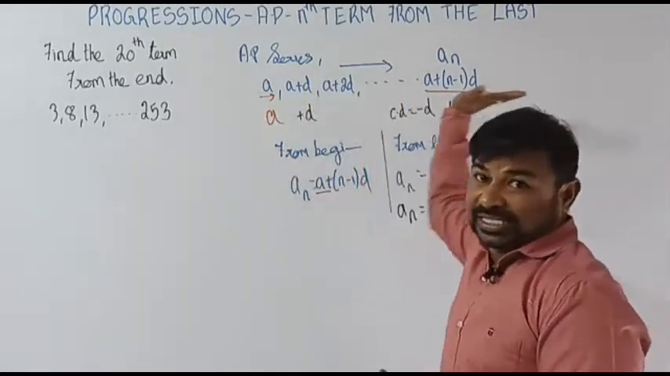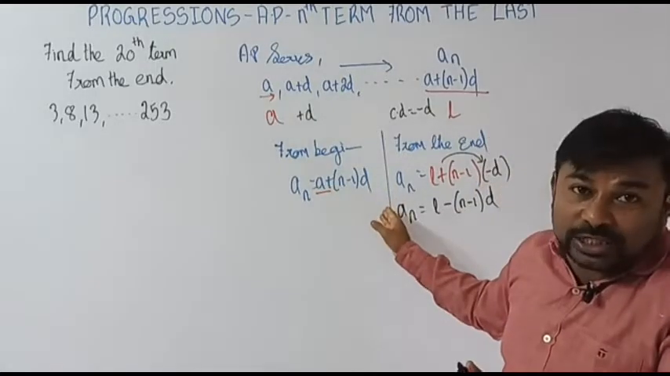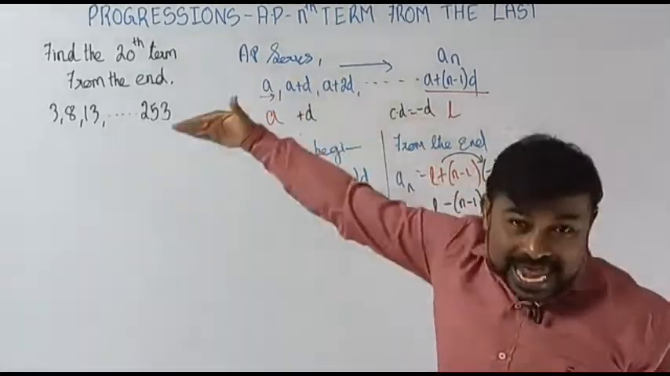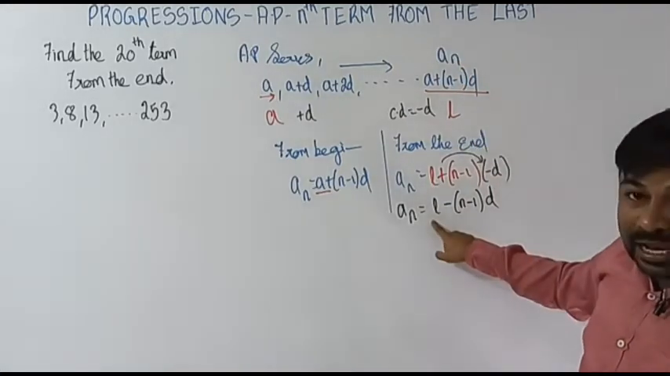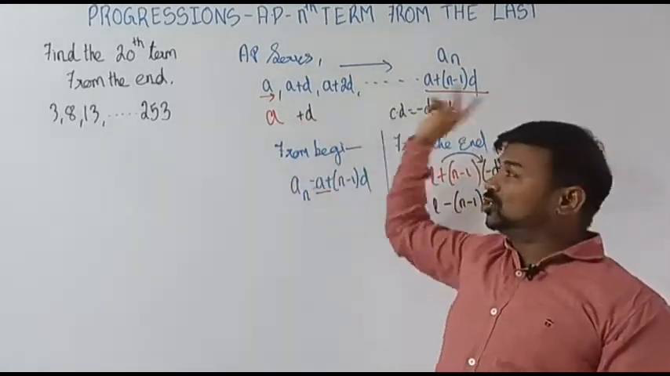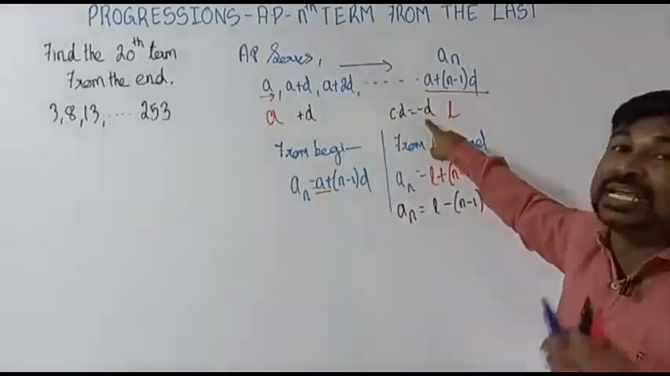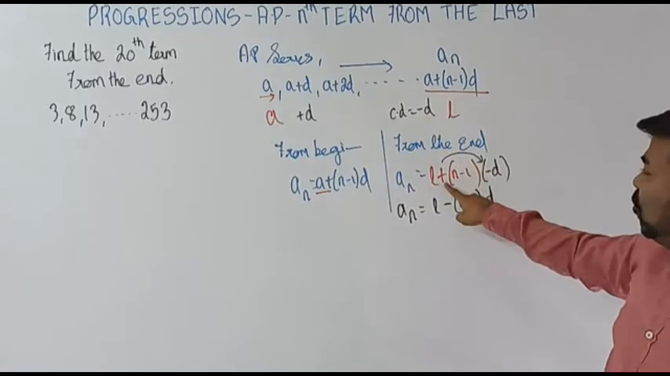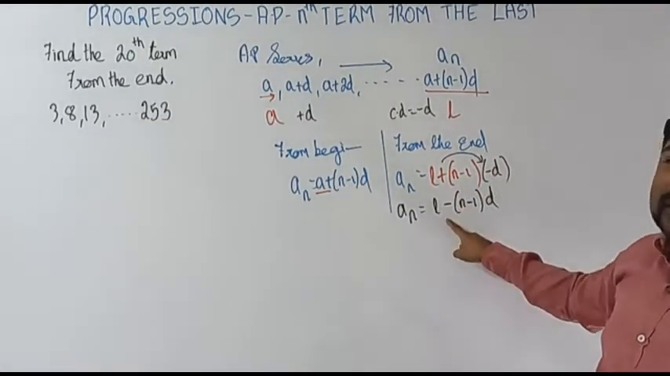When we are moving from this direction, the formula for the nth term is a plus n minus 1 into d. When we are coming from the end, the first one we are able to see is l. Therefore, l. When we are moving from this direction, it is plus d. But when we are coming in the reverse direction, the common difference is minus d. Therefore, right here we have got minus d. But plus into minus is nothing but minus d.